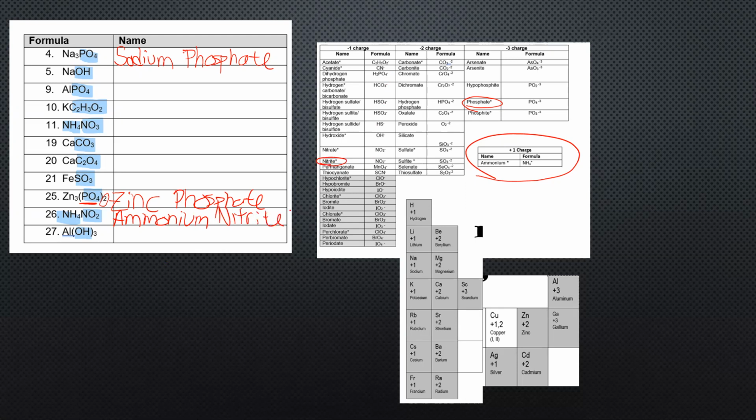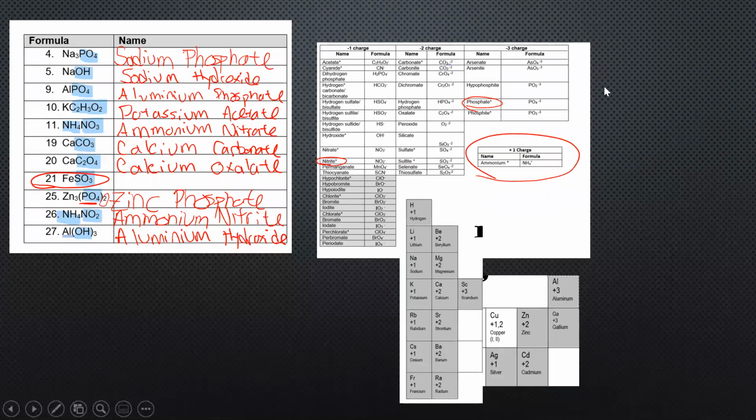So go ahead and try to name the rest of these, pause the video, and then check. Okay, here's all the names of them. I did notice that one of our multivalent metals snuck in there. I didn't color it red, so we'll get to that on the next slide. But iron is not listed here, so I cannot name it yet because we have to go over the rule of how to name iron.